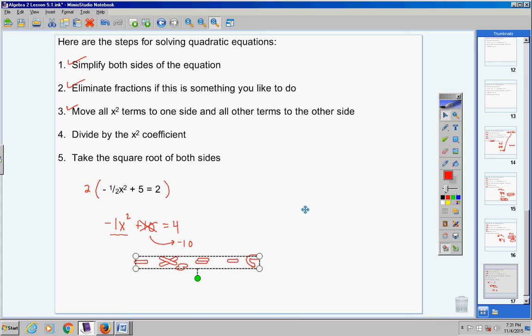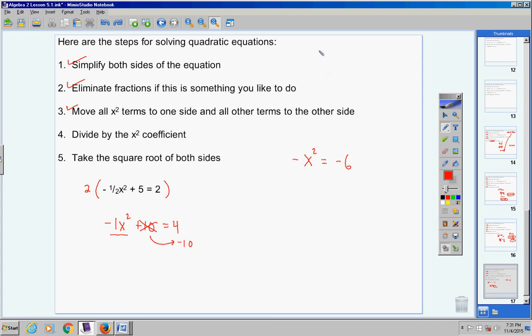Now, some of you have the 1 right here. So you know you're going to divide both sides by a -1. That's fine. Others of you just have a negative sign. Well, look, guys, it might be beneficial. It's up to you. You can say this if you want to.